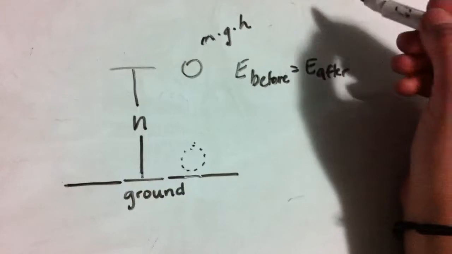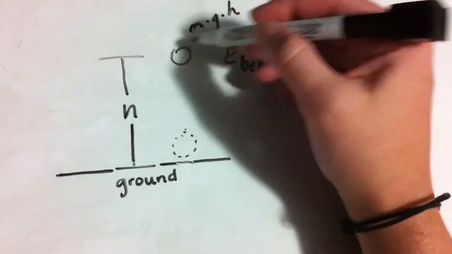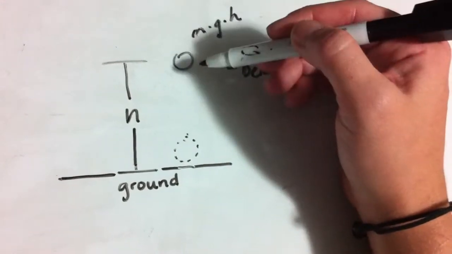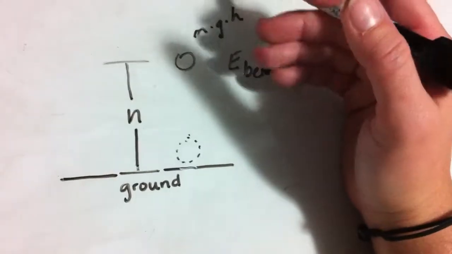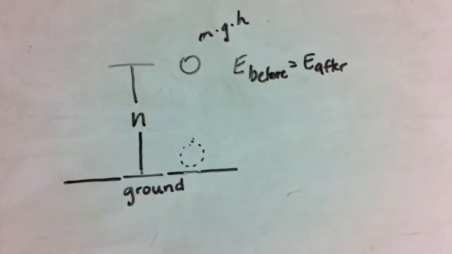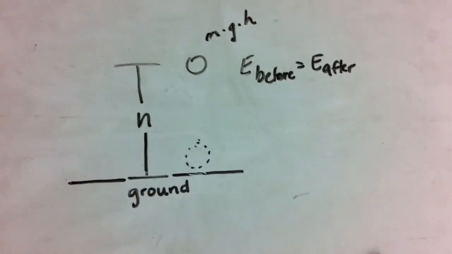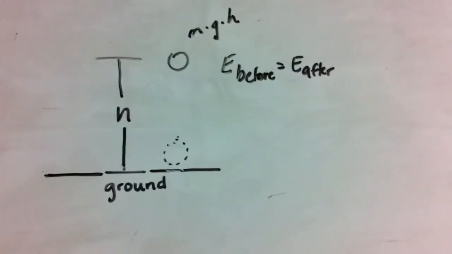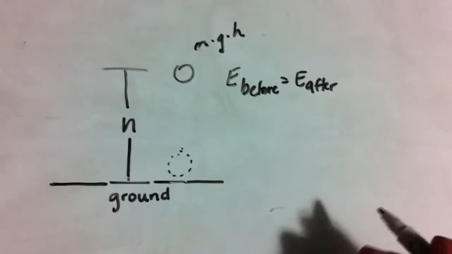This is because the ball is initially at a certain height and it's going to drop. So it's going to be the force of gravity that is pulling it down. The force of gravity multiplied by mass gives you a force.